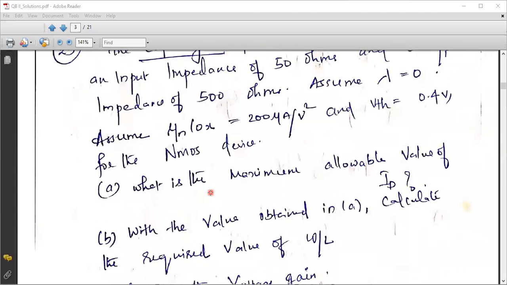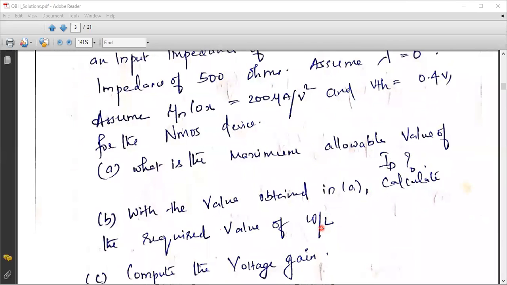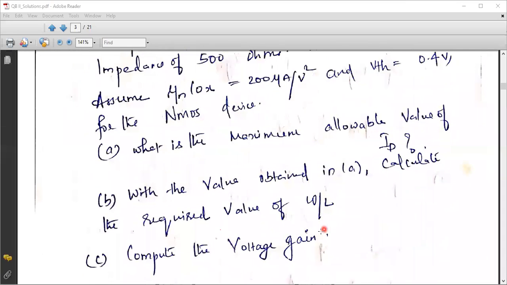What we are doing is we need to find the maximum allowable current ID. And with respect to this calculated ID, we need to compute the aspect ratio and finally the voltage gain.